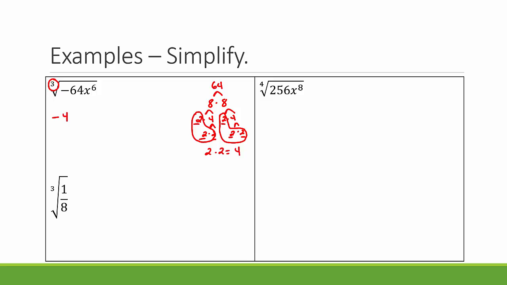And now I want to take the cube root of x to the 6th. Again, all you have to do is to divide the exponent by the root. And that's how you would simplify that. So negative 4x squared.